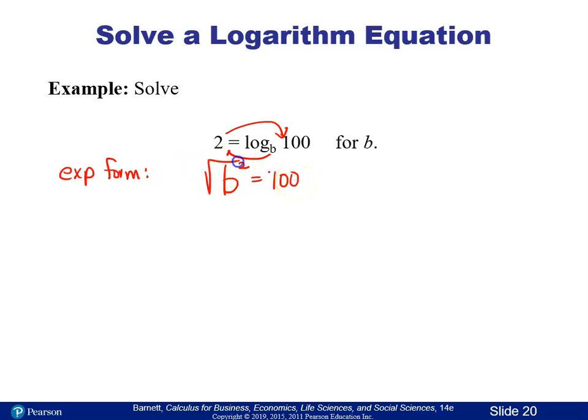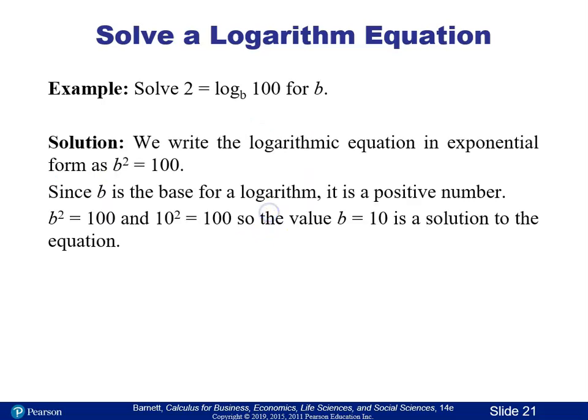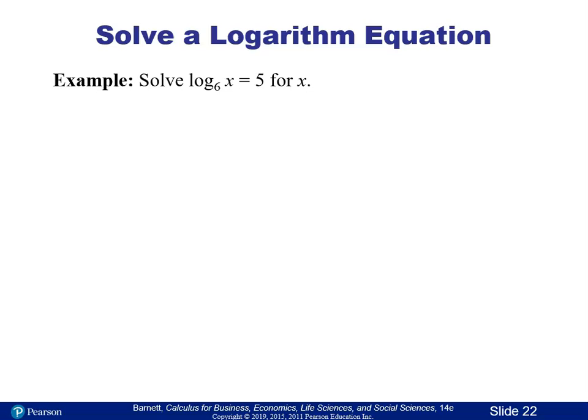If I take the square root, I'm going to get b is equal to... and we don't really have to consider the plus or minus case on that square root, just because it is a base for a logarithm, so it's going to be a positive number.